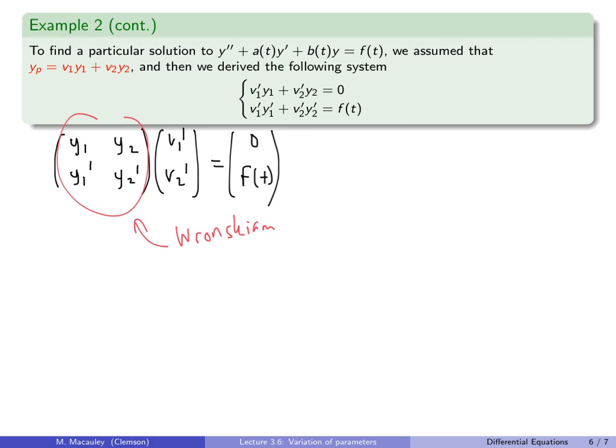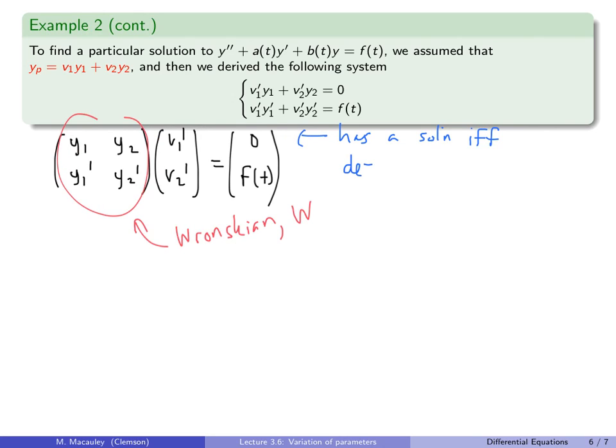It's often N, not M. The Wronskian. Let's call this W, the Wronskian W, and this system has a solution if and only if this matrix has a certain property.